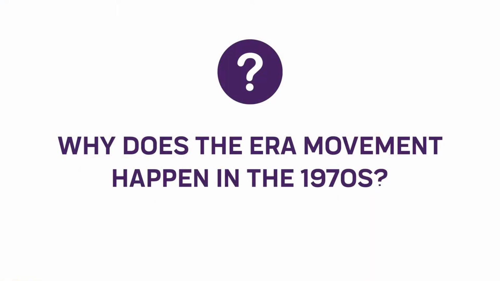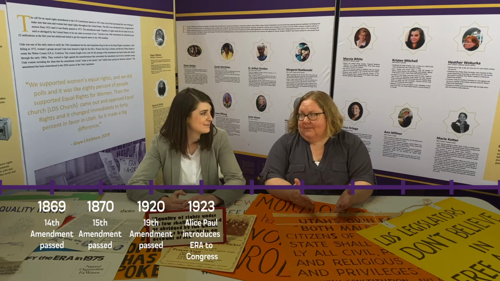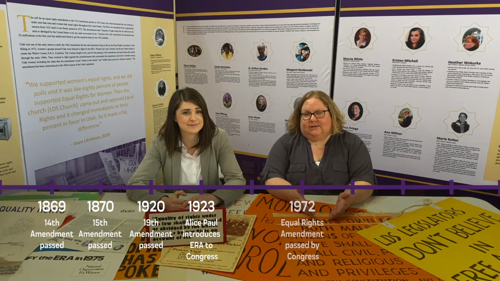So the question becomes, why in the 1970s does the ERA movement happen, and why really are we dealing with this 100 years later? When you look at the Equal Rights Amendment, it actually started back in 1923 with Alice Paul. She was part of the suffragette movement, but she really pushed for a constitutional amendment to be added to the U.S. Constitution, stating that women could not be discriminated against simply because of their sex, that it would make them equal. This amendment was brought up to Congress every year from 1923 until the 1970s, when it was finally passed in 1972.